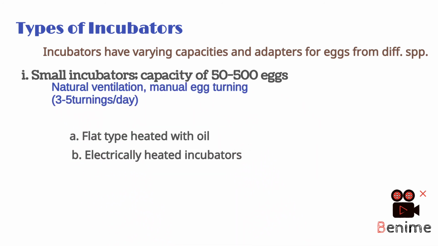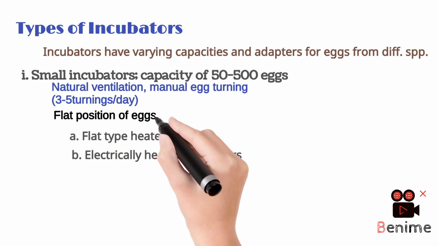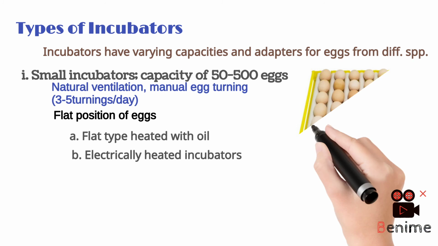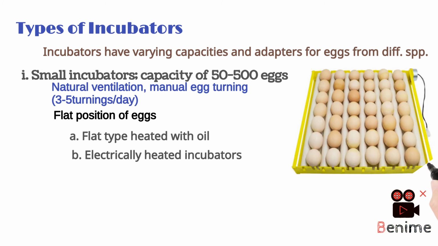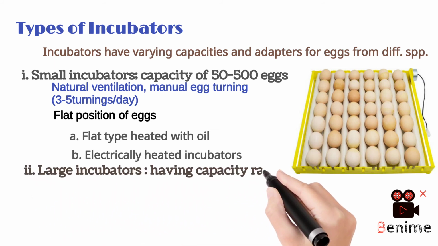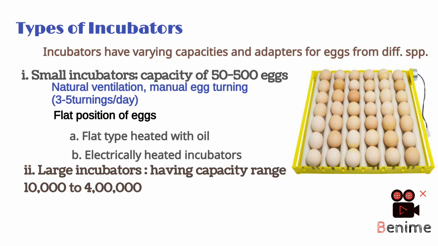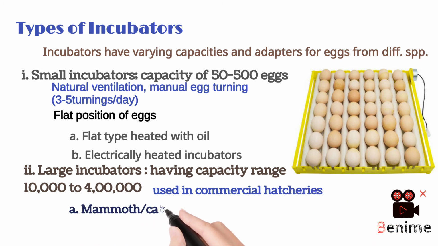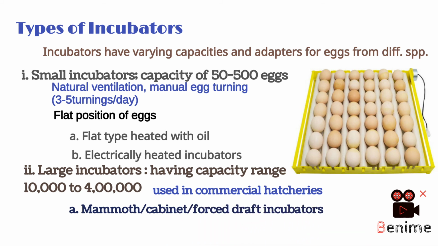Simple incubators are naturally ventilated, and egg turning requires a manual method, around 3 to 5 turnings per day, and eggs are kept in a flat position in small incubators. Large incubators are used at the commercial level, having a capacity of around 10,000 to 4 lakhs. Large incubators are also of two types: mammoth cabinet forced draft incubators, and walk-in incubators.